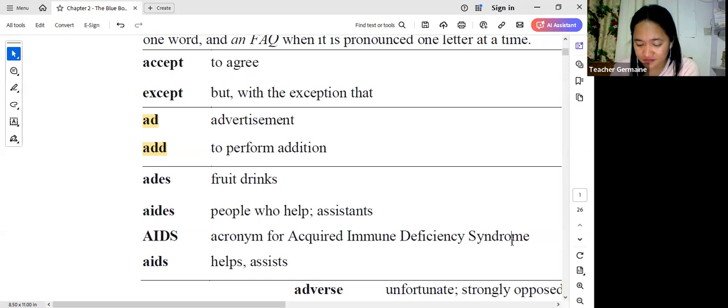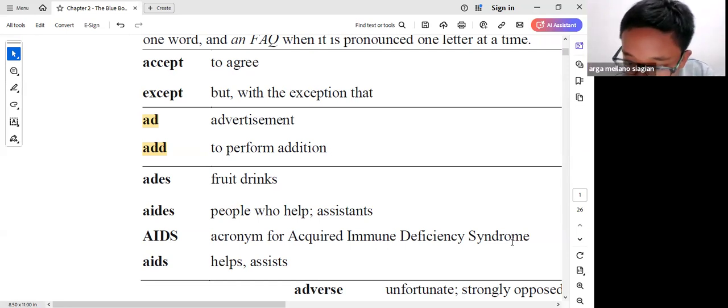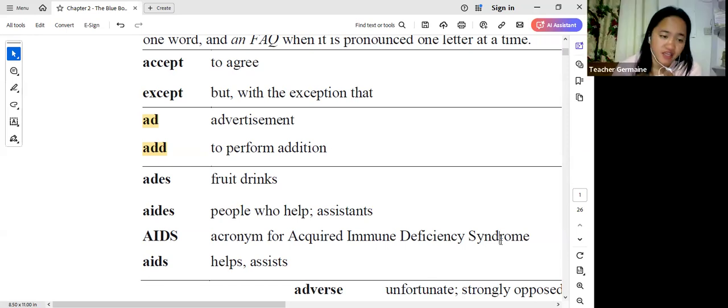Again, AIDS. Acquired immune deficiency syndrome. Very good. Okay, I want Shitya to read it again. Shitya.